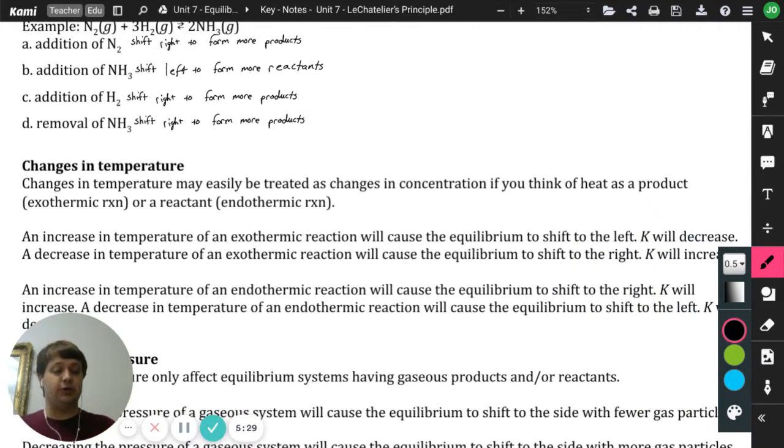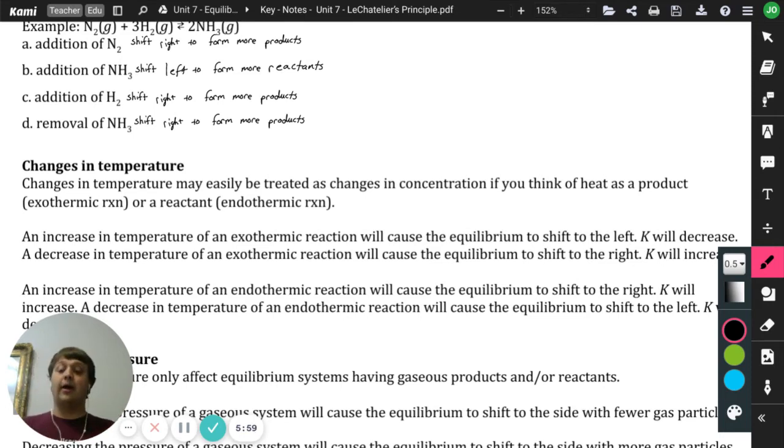Changes in temperature. Changes in temperature may be easily treated if you think of heat as a product or reactant. Remember, in an exothermic reaction we are releasing heat, so that's going to be on the product side, and we can think of it as a product. So if I add heat in an exothermic reaction, we're going to see a shift in which direction? We're adding more products, so we're going to see it shift to the reactant side.